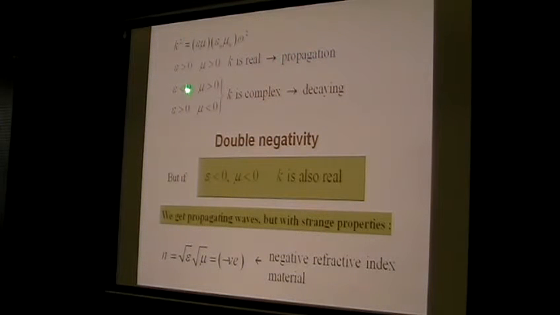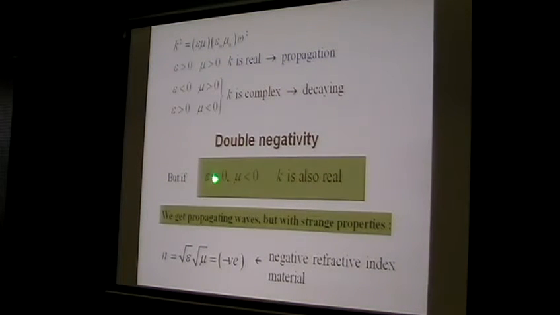Now, if one of them is negative, say epsilon is negative and the other is positive, or the other way around, then k squared becomes a negative number. That means k becomes an imaginary number. So k is a complex number, and that means you have a decaying wave solution. If both parameters are positive, you have propagation. If one of them is negative, you have a decaying wave solution. This is well known because it's what we call plasma. In the plasma, below the plasma frequency, you don't have a propagating wave.